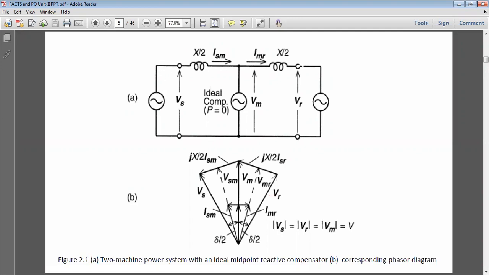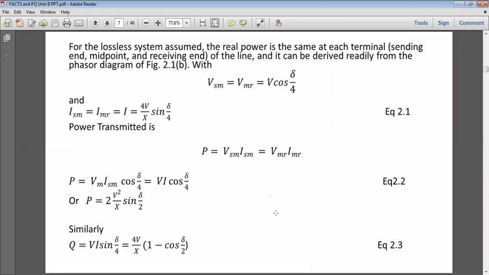Again, the total transmission line reactance is divided into two equal parts, X/2 and X/2. Current is there, and an ideal compensator is connected to the midpoint, whose voltage is Vm. Using the same phasor diagram, the power without any compensation is simply P = V² / X sin δ, but with the compensator it is 2V²/X sin(δ/2), isn't it? So we have found this equation.